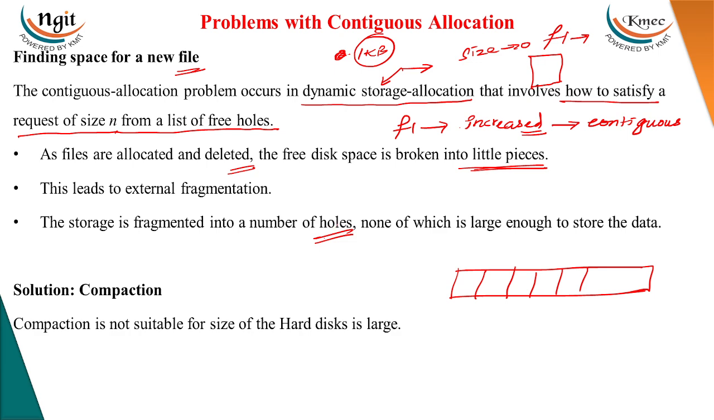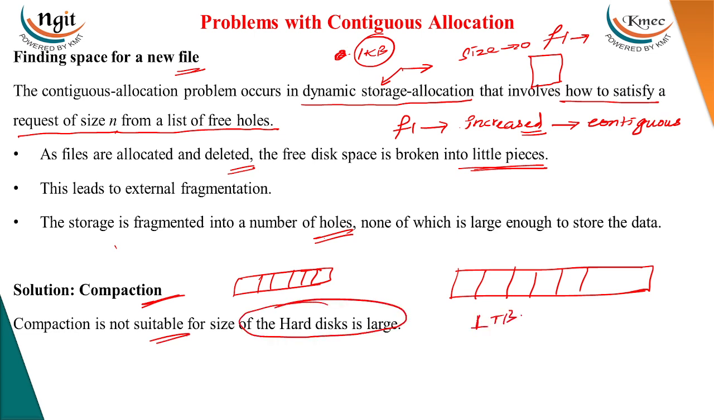So the general solution to this external fragmentation is compaction. Compaction means moving all the free space to one place and the used space to one place. But compaction is not suitable for a large hard disk. If a hard disk size is 1 TB or 2 TB or 500 GB or 250 GB, it will take a lot of time for the compaction process. So it is not suitable for a hard disk of several GBs and TBs. Okay, we don't go for compaction.